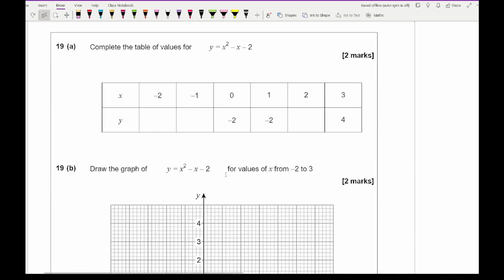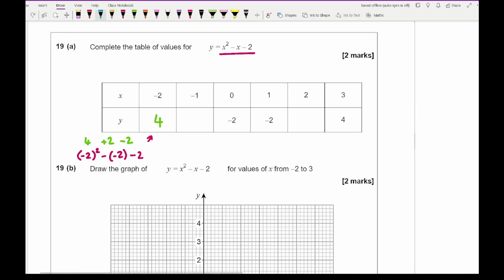Then for 19a, it says complete the table of values for x squared minus x minus 2. So again, what we're doing is substituting the numbers for x into this formula. For this number, it's going to be minus 2 squared, minus minus 2, minus 2. So minus 2 squared is positive 4. Minus minus 2 is plus 2, and minus 2. So 4 plus 2 is 6. Take away 2 gives me an answer of 4.